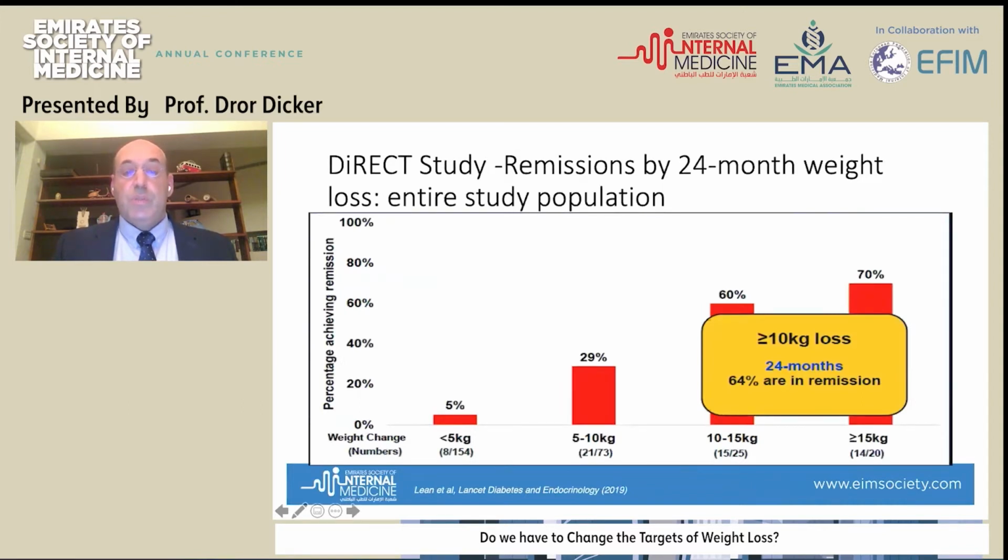Now we learn from these phenomenal studies, the DiRECT study, that showed us that if you reach 15% weight loss in a diabetic patient, you can reach 70% diabetes remission. Those who lost 15 kilograms in the first year reached 70% remission in type 2 diabetes. And after 2 years, of those who lost 10 kilograms, 64% were still in diabetes remission without any anti-glycemic medication. Meaning that 15% in diabetes is maybe the level of diabetic remission.